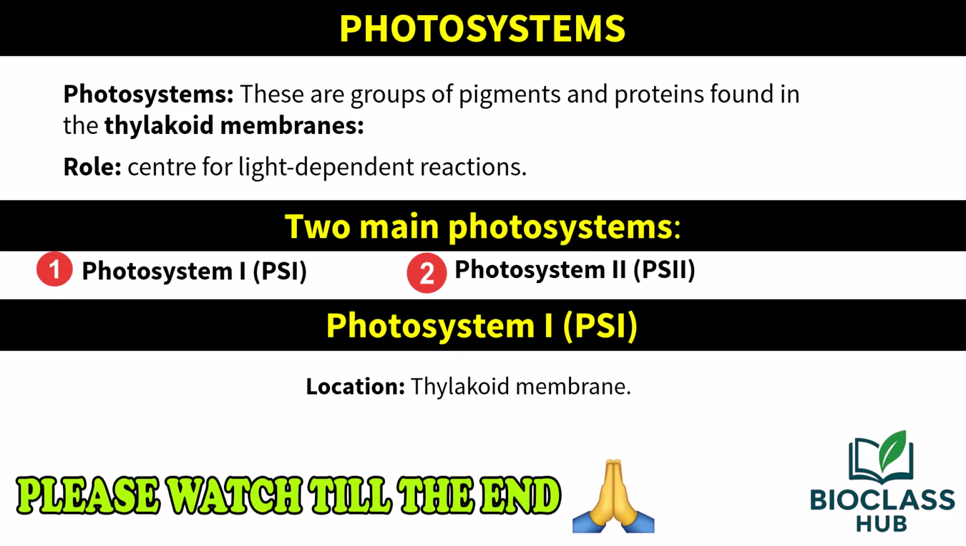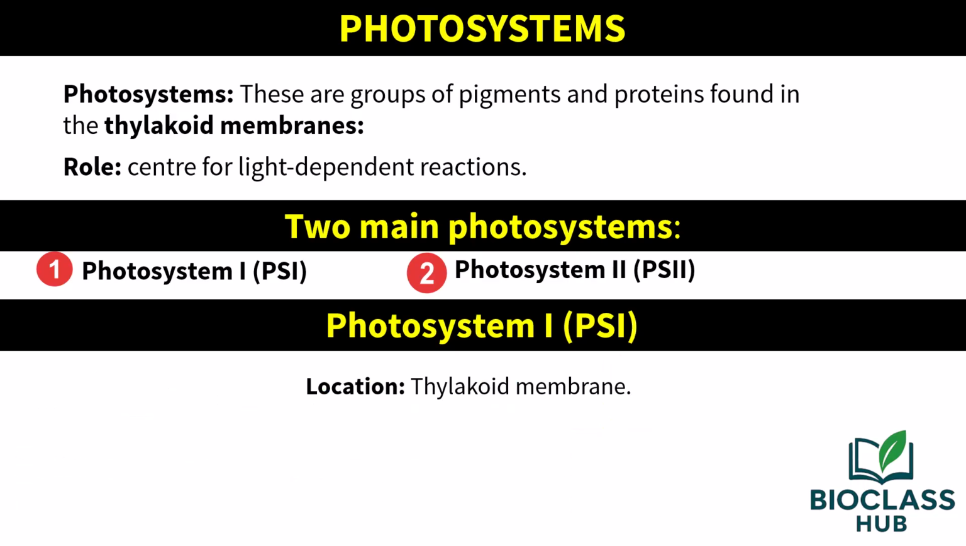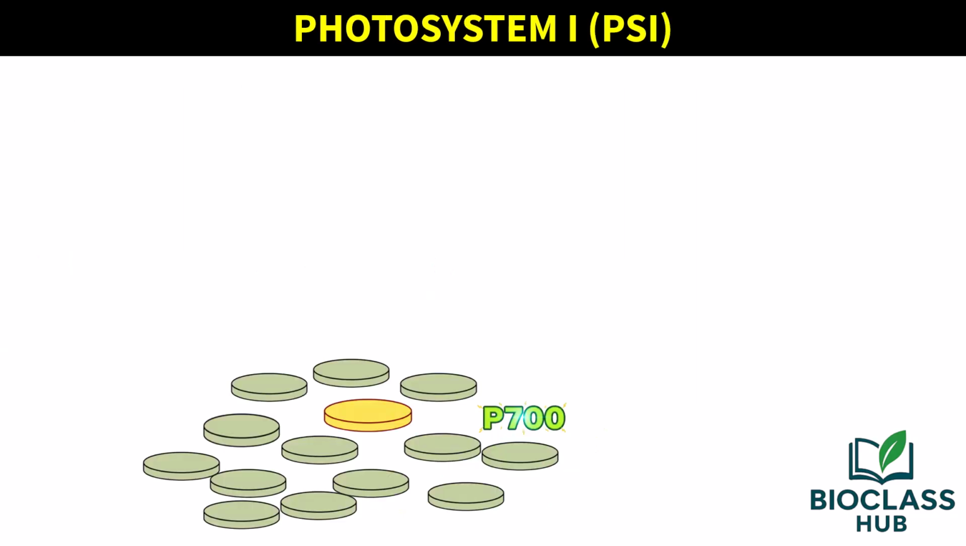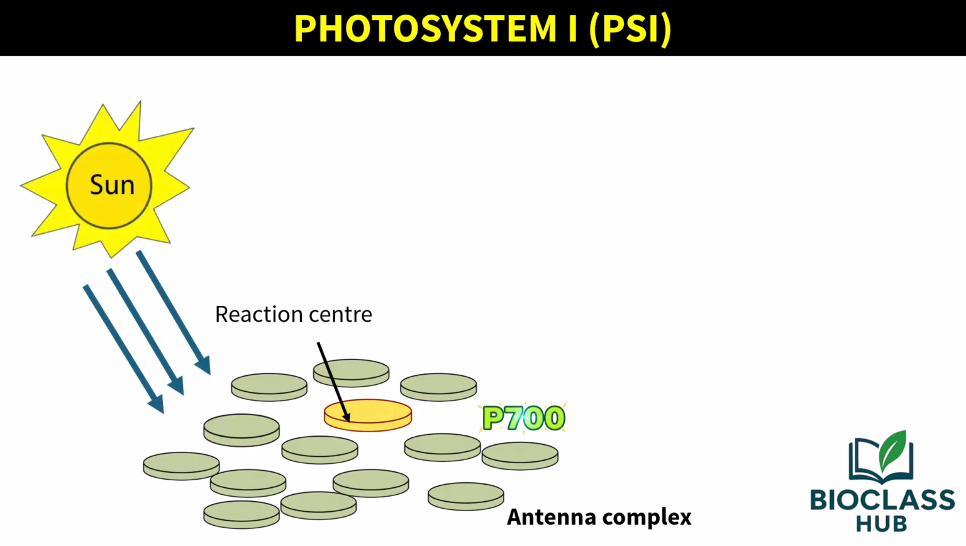Photosystem I. The reaction center of Photosystem I is called P700, which is a special type of chlorophyll molecule. It is named P700 because it absorbs light best at a wavelength of 700 nanometers. Photosystem I is made up of the antenna complex and the reaction center, and is mainly found in the stroma lamellae of the thylakoid membranes.